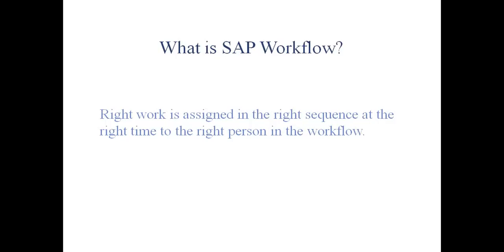Now coming to the right person. Suppose ABC is the manager of the company. I just want that ABC should only approve this particular request. So you can ensure from this automated tool that you are sending the approval process to the right person. So these four right things would be covered, ensured, or guaranteed by the automated workflow tool. So any question till this?